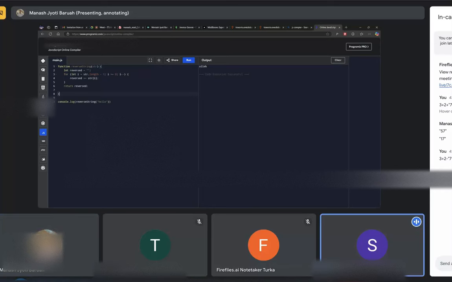Okay. So have you ever worked on server-side rendering in React? I haven't used server-side rendering in React, but I have used it in Next.js.